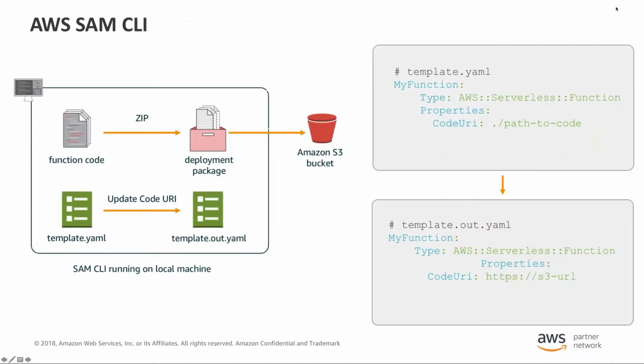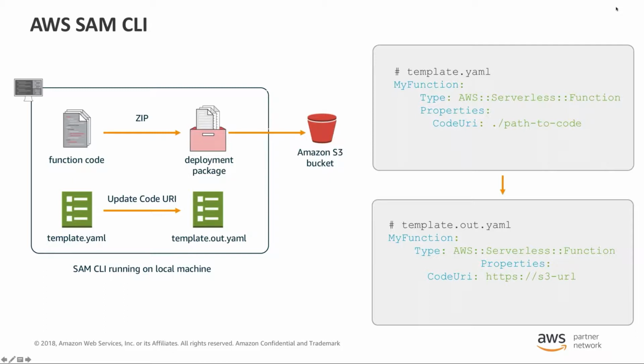So the SAM CLI, one of its core functions in the deployment process is to manage that zip and upload process that we talked about previously. When you create a Lambda function, you're going to have to create a zip archive for every individual Lambda function, and that has to get uploaded to S3 before you can actually do the Lambda deployment directly.